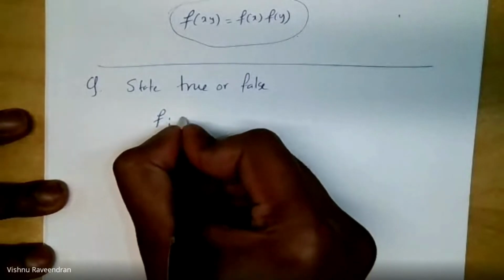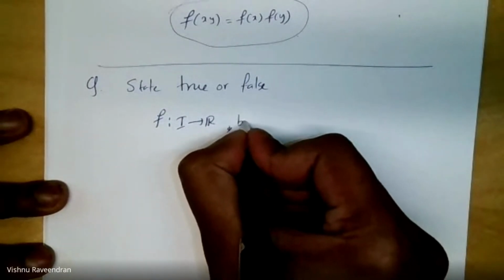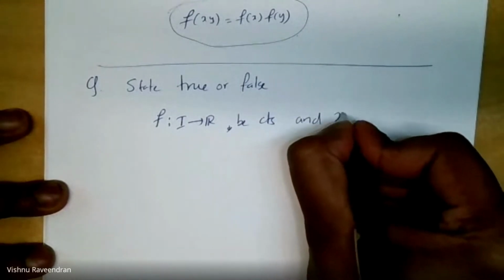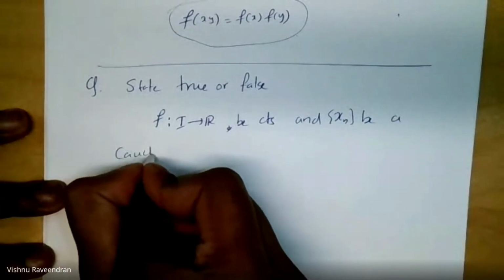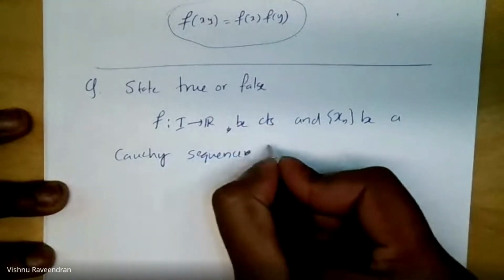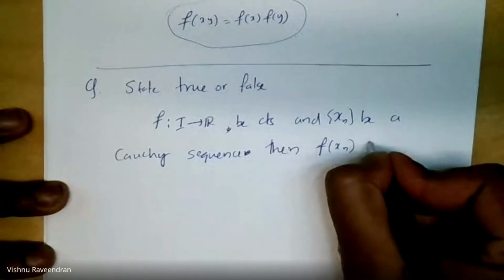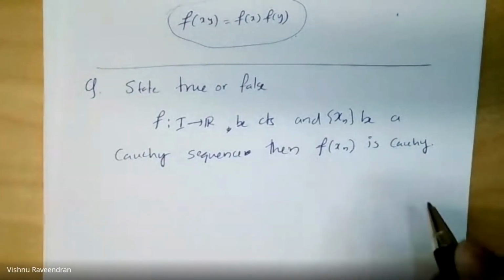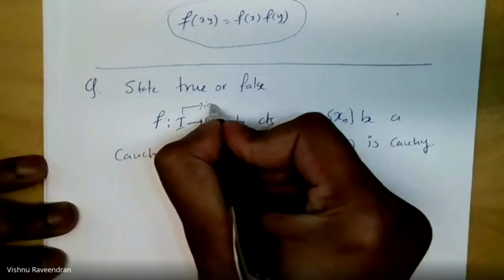Let f from I to R be continuous, and let xn be a Cauchy sequence. Then f of xn is Cauchy. This is a statement, where I is an interval.